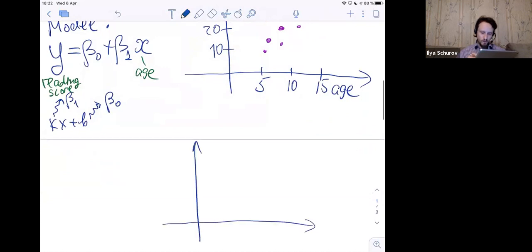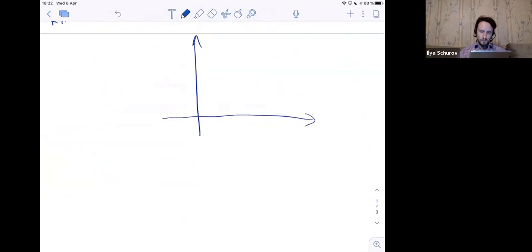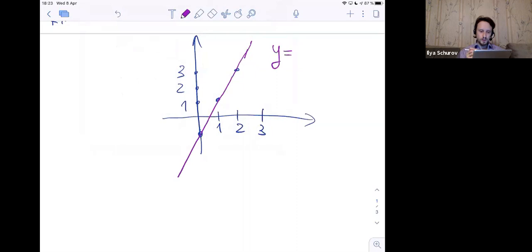Recall. Assume that I have this straight line, and I write it in the following way. I have a question. What are beta naught and beta 1? Can you deduce beta naught and beta 1 from this picture?